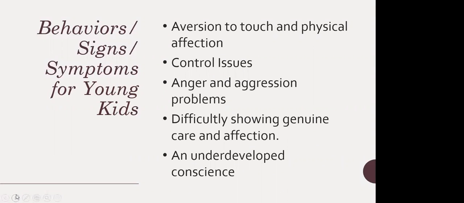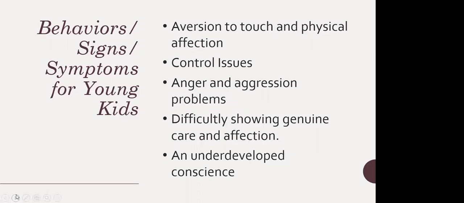So now we'll go over young children. They can have an aversion to touch and physical affection. Children with RAD often flinch, laugh, or even say ouch when they're touched, and not in a painful way, but just even lightly being touched. So rather than producing positive feelings, touch and affection are perceived as a threat.